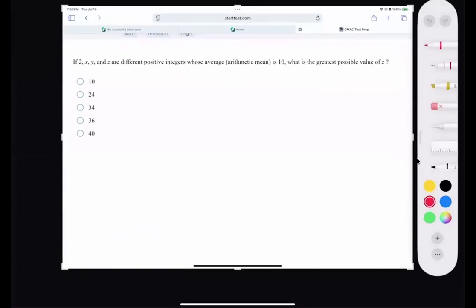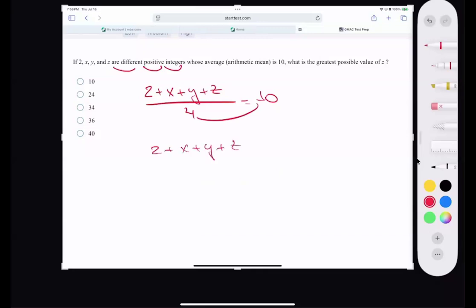Two different positive integers x and y have an average of 10. (2 plus x plus y plus z) divided by 4 is 10. What is the greatest possible value of z? If I want the greatest possible value of z, I want the least possible values of x and y. But I have a limit because they are different positive integers. So I multiply by 4: 2 plus x plus y plus z is equal to 40. X plus y plus z is equal to 38.